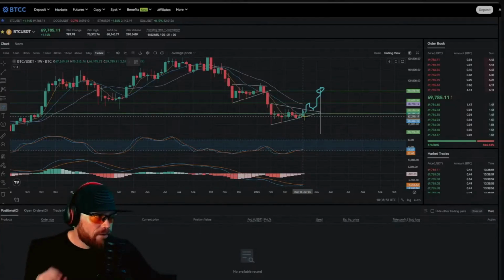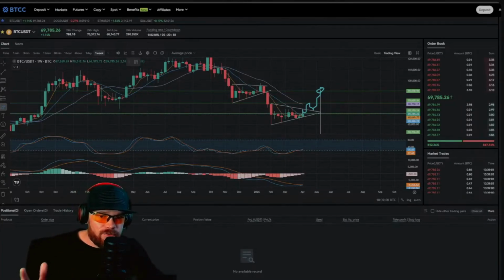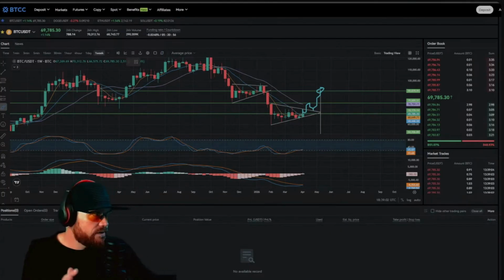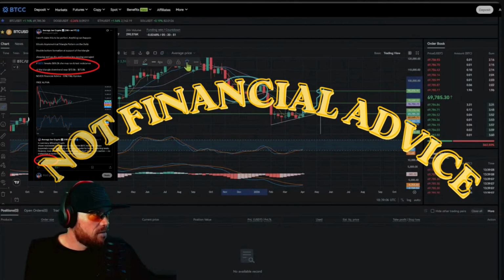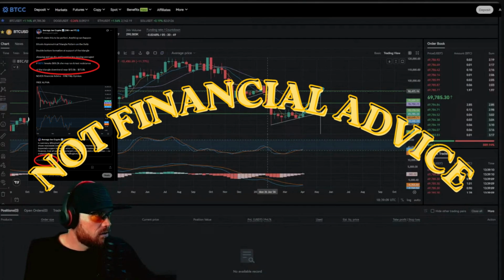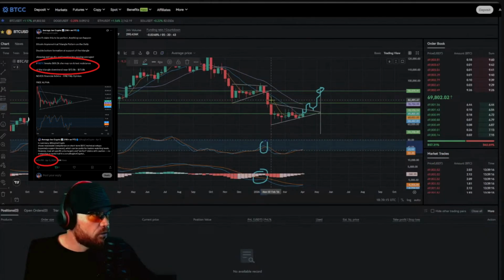Look at the difference in where the price action is relative to the indicators right now. Okay, look at the difference. So yes, this might have been a bear flag, right? That might have been a bear flag, but look at the difference at the MACD and the stochastic RSI on the weekly for Bitcoin at these price levels, and compare it to where the price is now.